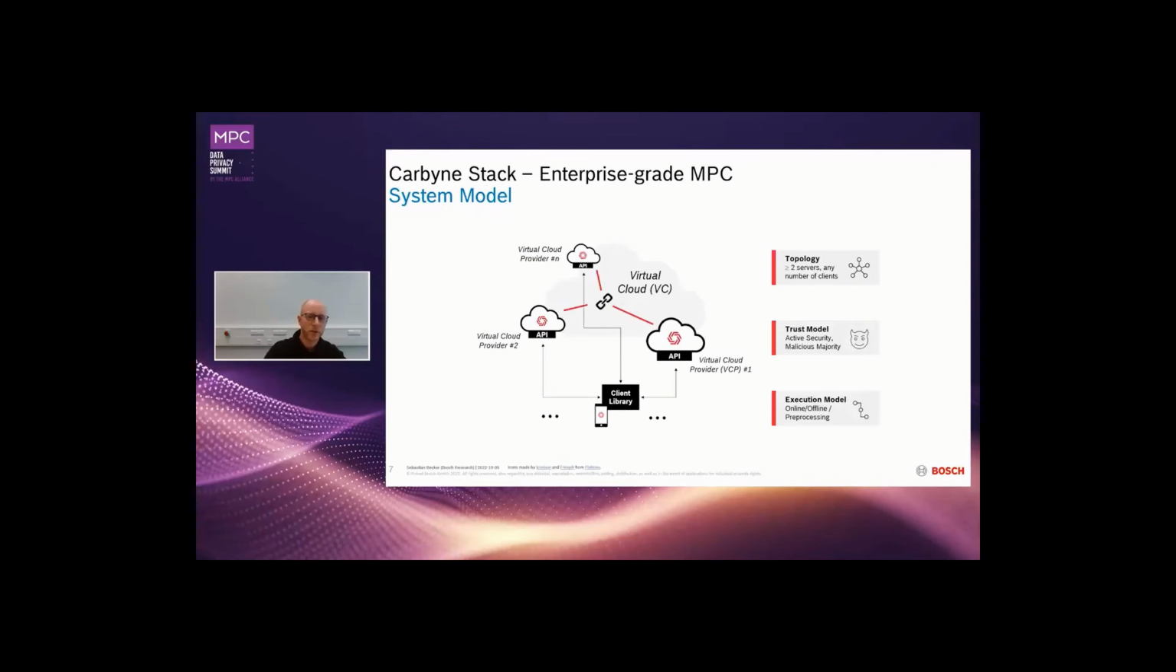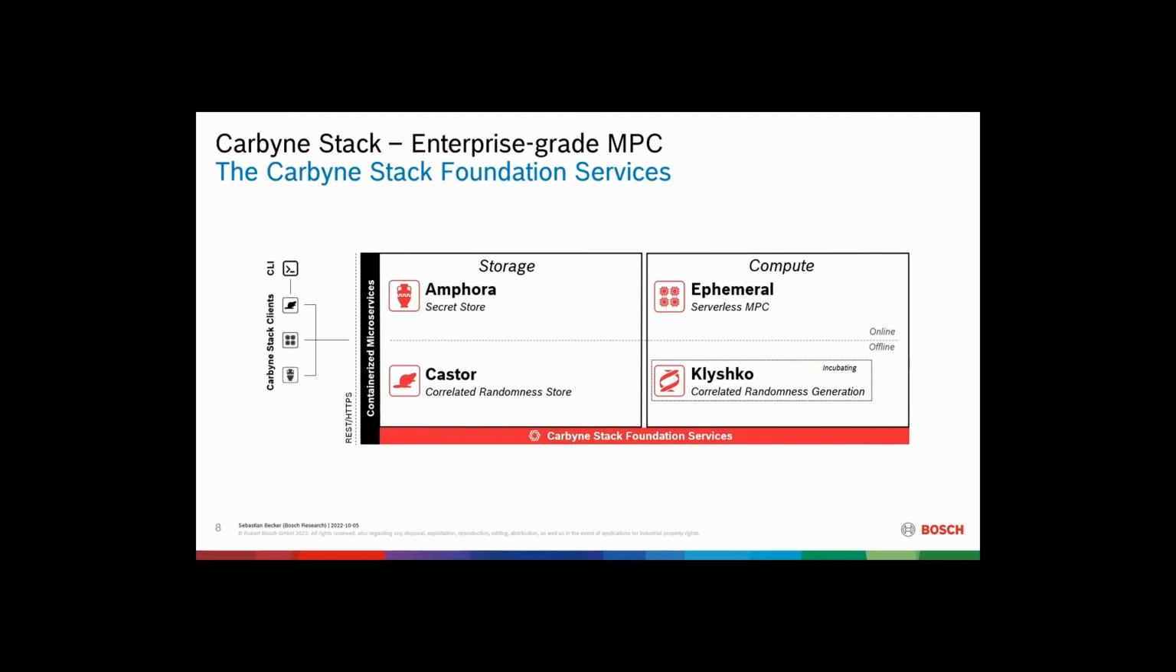And with the supported active security malicious majority trust model, a client only needs to trust a single party, which should be particularly easy in the peer-to-peer setting. At its core, Carbyne Stack provides 4 foundation services, 2 for the online phase and 2 for the offline phase. In the offline phase, there is the Klyshko service that implements correlated randomness generation and whose generated data is stored by Castor to be used for computations in the online phase.